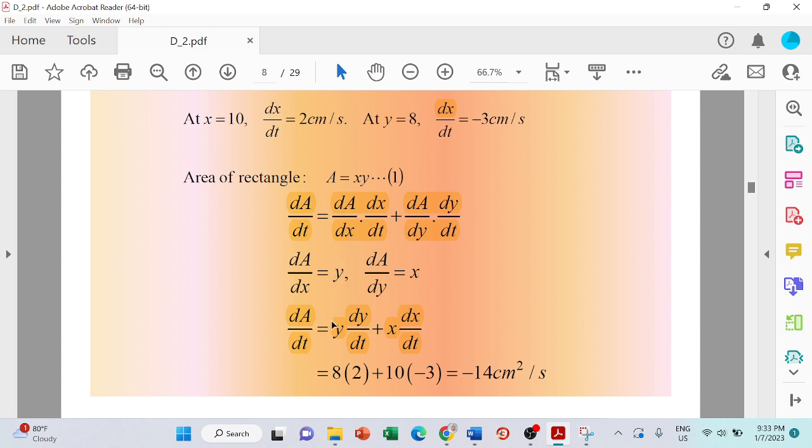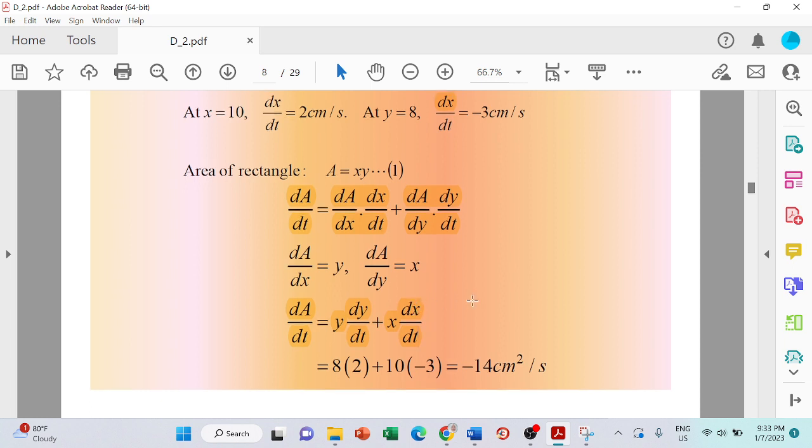DA DX tadi dapat Y, so that's why sini ada Y. DA DY ni tadi dapat X. Okay, so tadi DA DY kita dah biasa dapat X, so kita masuk sini. So DY DT dengan DX DT ni tadi kita dapat the value lah, change.